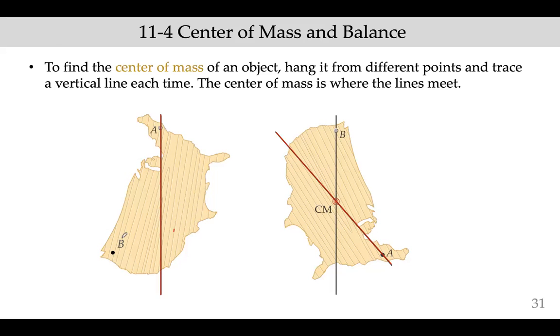And in the second case, you hang it from B. So this is the first vertical line that we drew in the first case. Now, when you hang it from a different point, it can be any point. So let's choose this point, and you draw another line, and you look at where the lines meet, and the center of mass will be that meeting point of the lines.